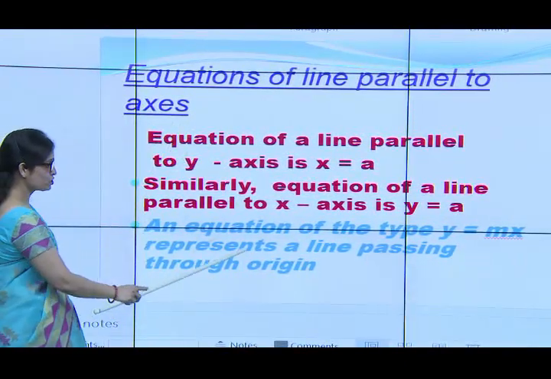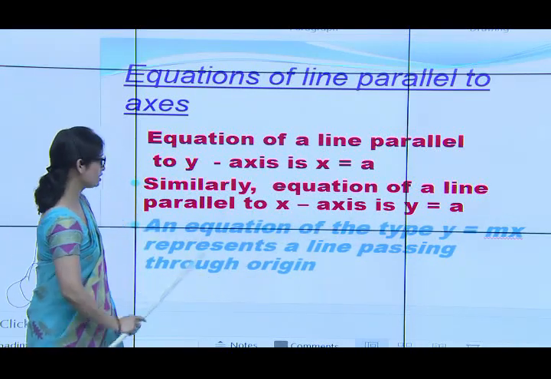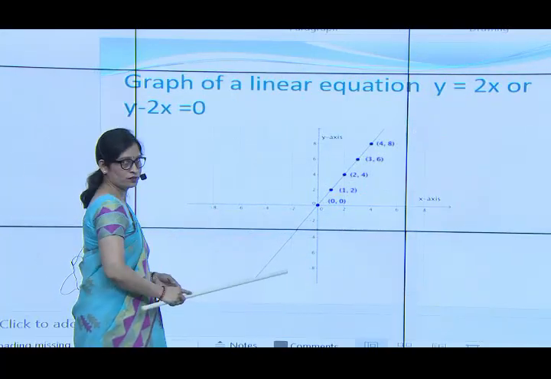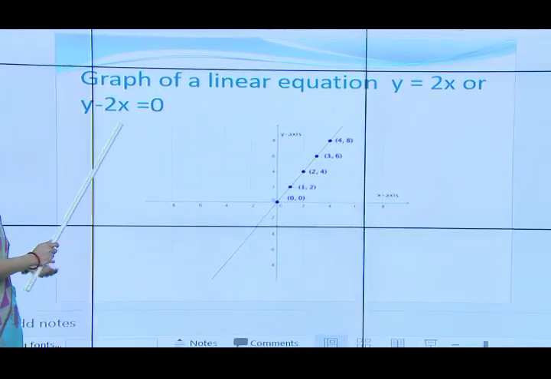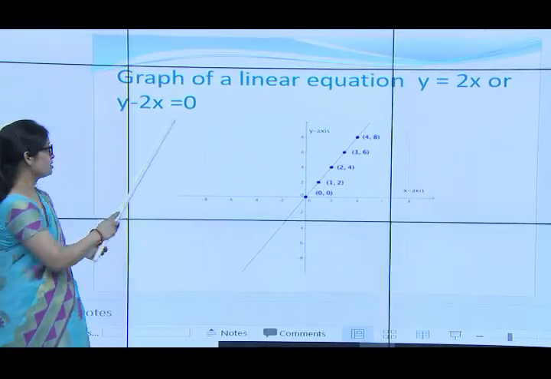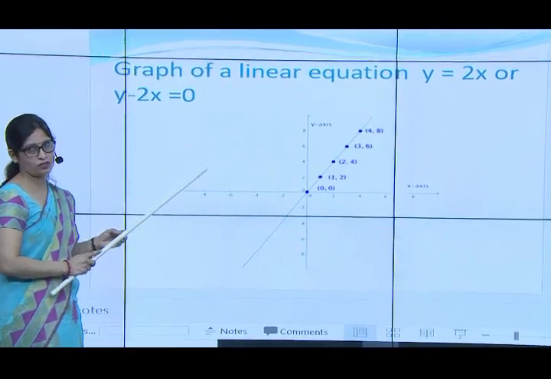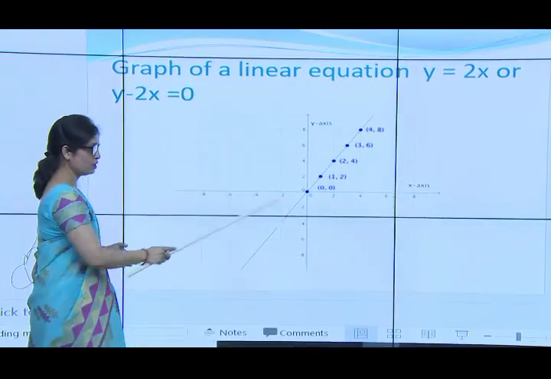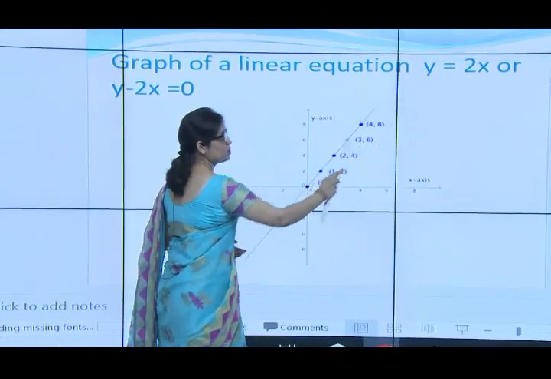And an equation of the type y equals mx represents a line passing through the origin. Through this graph also you can observe y equals 2x, or y minus 2x equals 0, or we can write this equation as minus 2x plus y equals 0, where c equals 0. It means the graph of this equation will pass through the origin, because if we put x equals 0 here, then y equals 0.